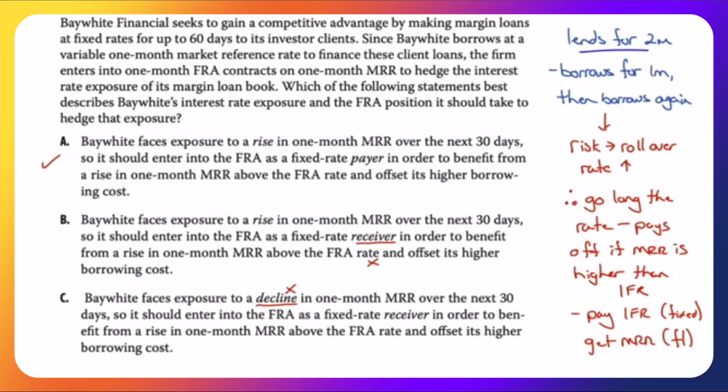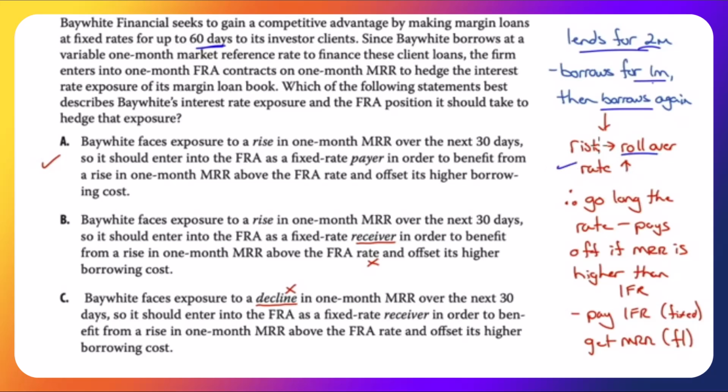It lends for 2 months, right? It's making margin loans at fixed rates for up to 60 days. And how's it financing its lending book? It borrows for 1 month at a time, but it lends for 2 months at a time. So it borrows for 1 month, then borrows again. So you have rollover risk. You borrow for 1 month, then you roll it over, then you roll it over, but you're lending for 2. So what do you not want to happen? You don't want the market reference rate in the second month to go up. There's your risk. The risk is that the rate goes up.